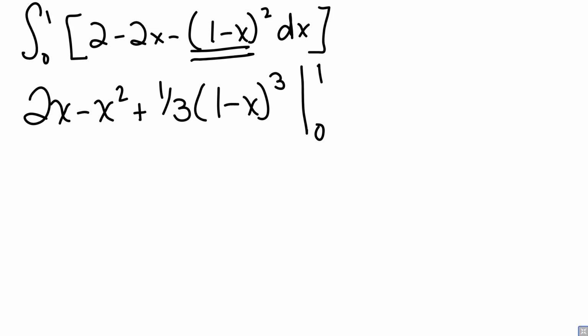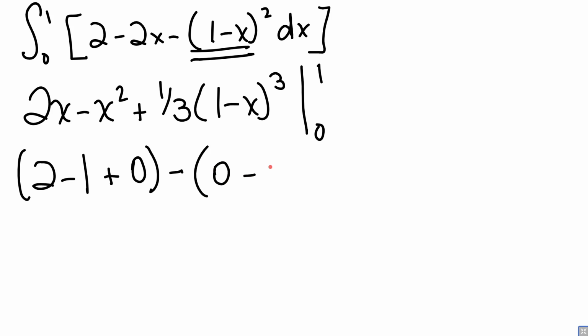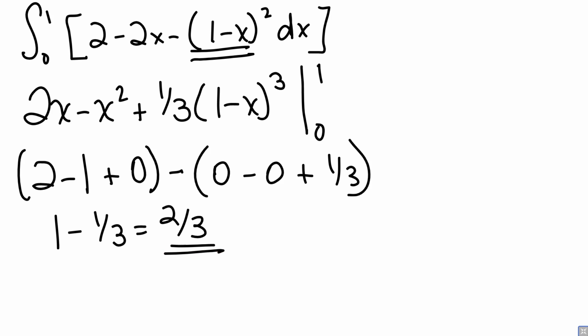If I evaluate it at 1, I'm going to have 2 minus 1 plus 0. If I evaluate it at 0, I'm going to have 0 minus 0 plus 1/3. So I'm going to have 1 minus 1/3, or I get 2/3. Any questions?